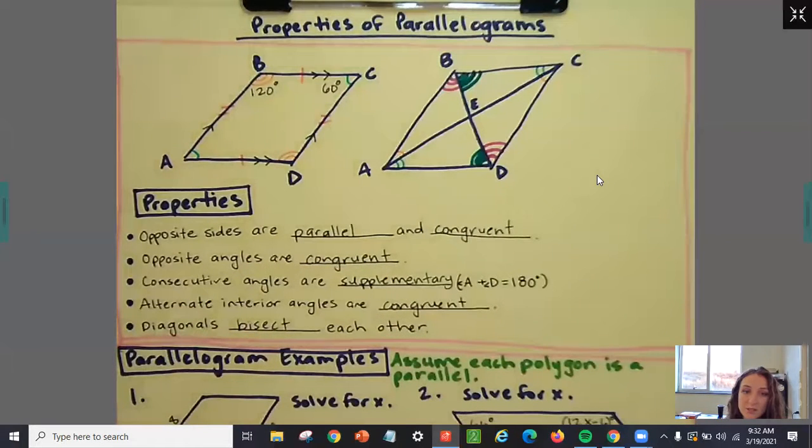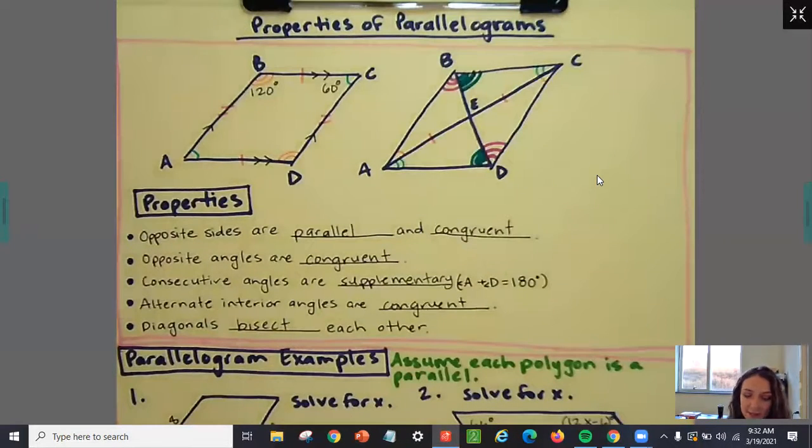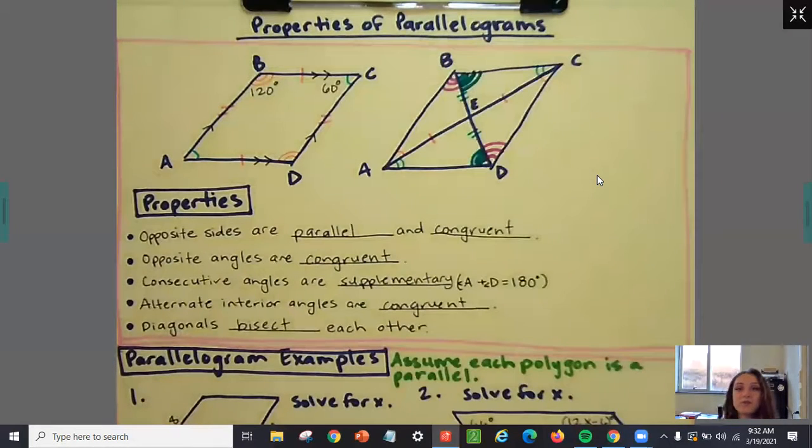And that means that it just cuts them into two congruent pieces. So that means that this and this are congruent, and this one, so BE and ED are congruent.